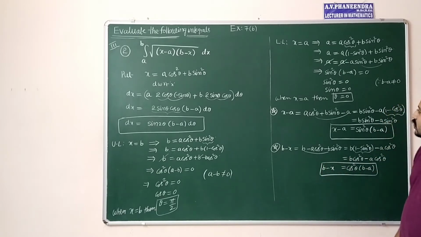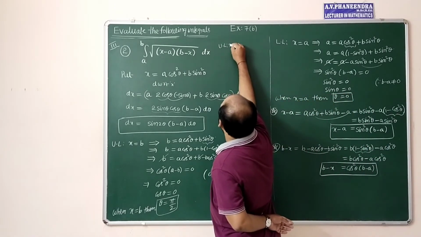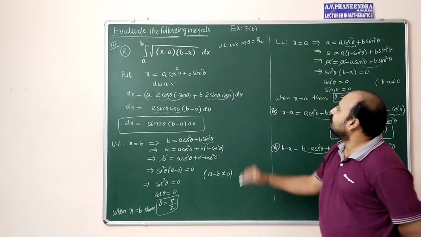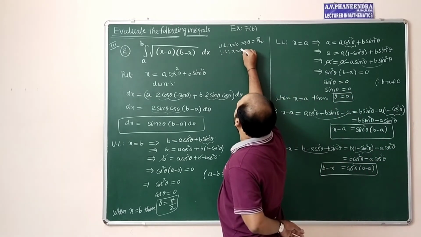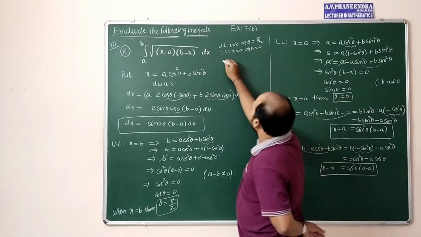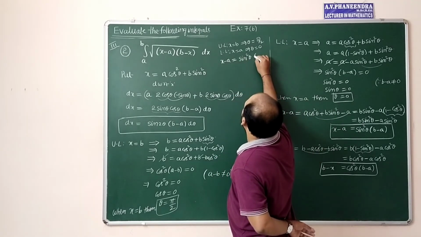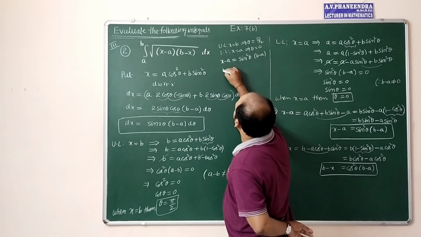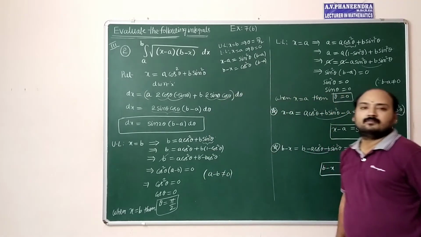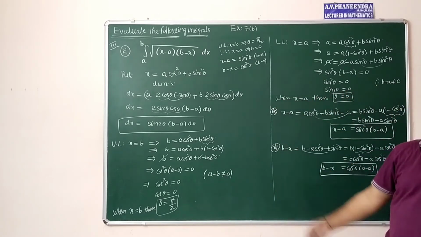Limits also will be changed. Upper limit: when x is equal to b, θ equals π by 2. And lower limit: when x is equal to a, θ equals 0. And the values are x minus a equal to sin²θ into (b minus a), and b minus x is equal to cos²θ into (b minus a). Still it is there. After rubbing the board, these values won't be available again. That is the reason I am writing them there.